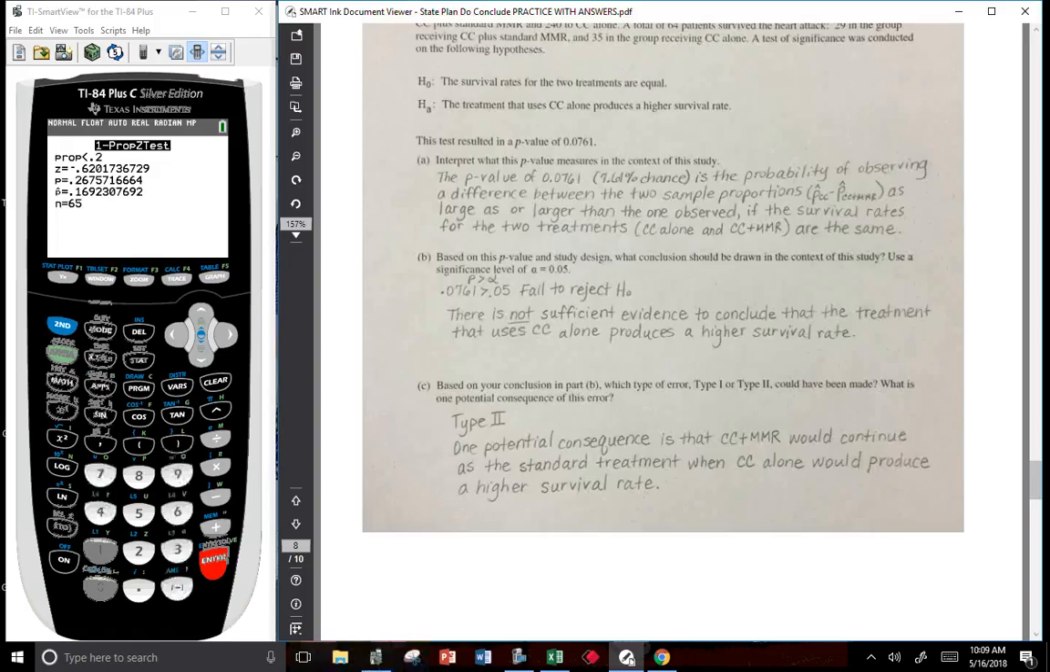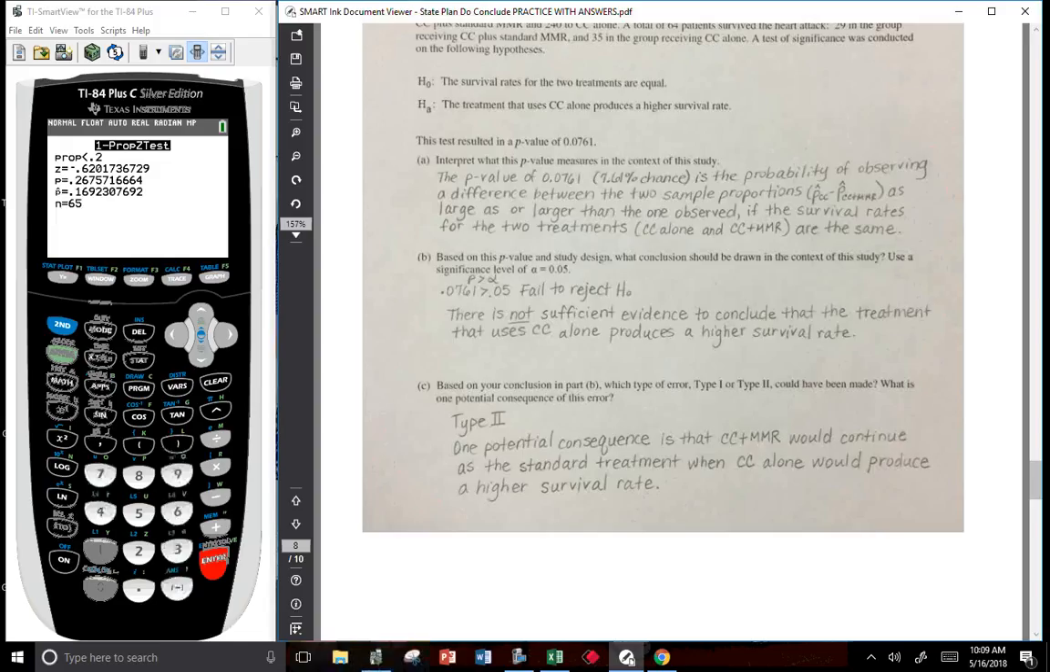Can we go back, how do we know it's as large again instead of as small or smaller? Because the HA says higher. If it would have said lower, then you would say as low or lower than. If it was not equal to, you would just say it's different from.